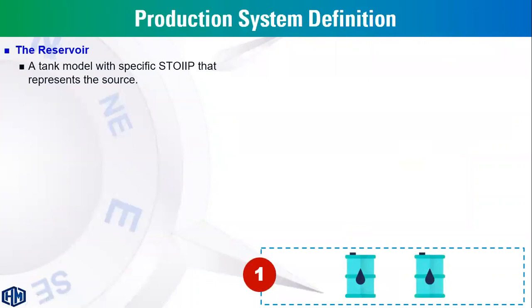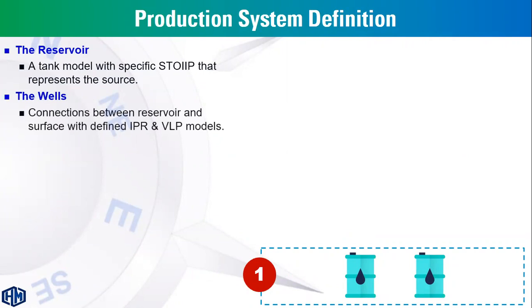So the definition of the production system starts with the reservoir, which is defined as the tank model, with specific storage and certain reservoir energy sources. The next step is to define wells, which are the connections between the reservoir and the surface, defined with specific IPR and VLP models.